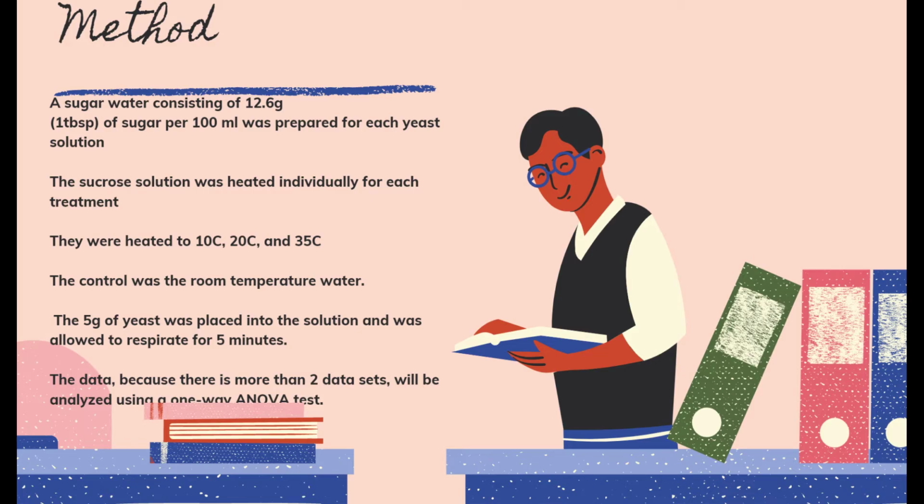The control was the room temperature water, just because it's kind of a standard for a solution temperature or a reaction temperature in chemistry. So the yeast was placed into the solution and it was allowed to respirate for exactly 5 minutes. And the data, because there were 3 different solution temperatures which produced 3 different data sets, is going to be analyzed using a one-way ANOVA test, which we'll talk about in a second.